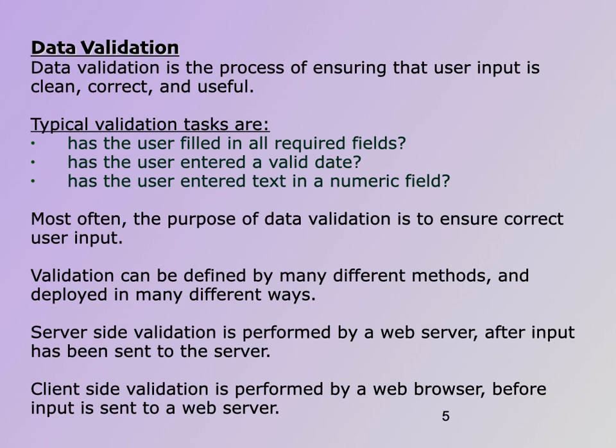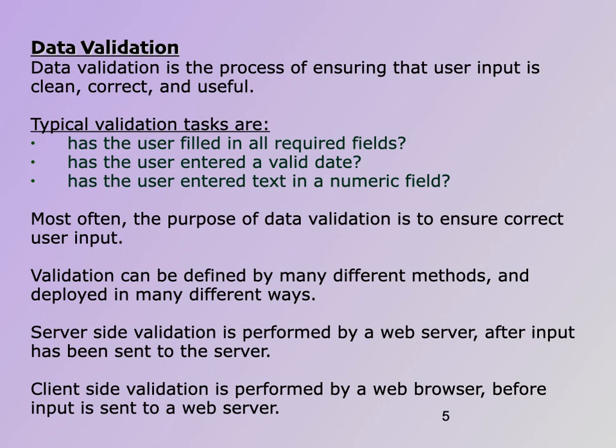Now, what is data validation? Data validation is the process of ensuring that user input is clean, correct and useful. This is how error-free data is produced. We need to clean, correct and make it useful. For example, suppose we need to give a mobile number. 10 digits are allowed in a mobile number. Suppose by mistake, instead of 9, 8, we use UI or some ABC, XYZ, something like that. It will create some error.